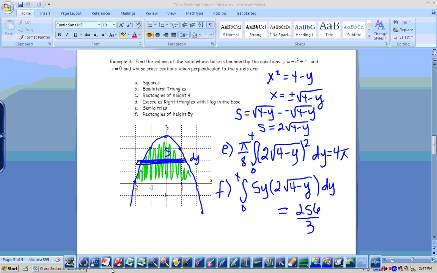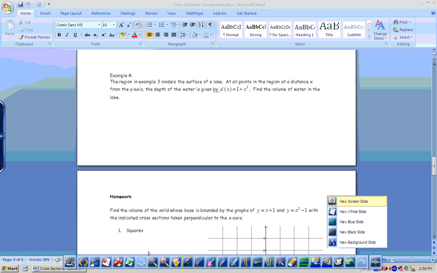All right, let's look at this last example. The region in example 3 models the surface of a lake. At all points in the region at a distance x from the y-axis, the depth of the water is given by d of x equals 1 minus x squared. Find the volume of the water in the lake.